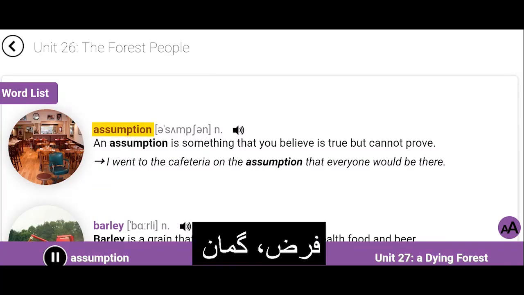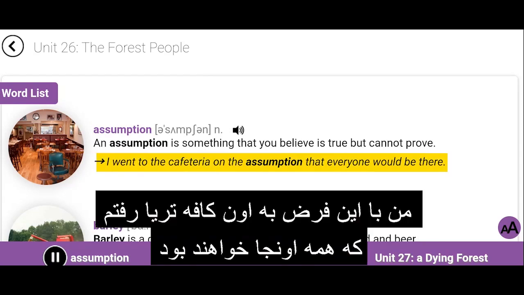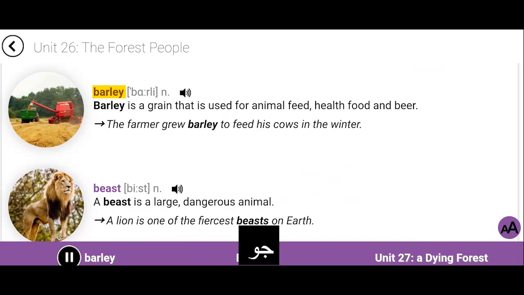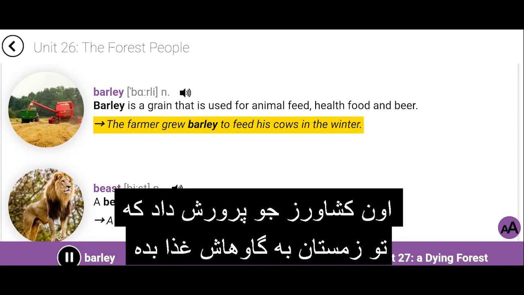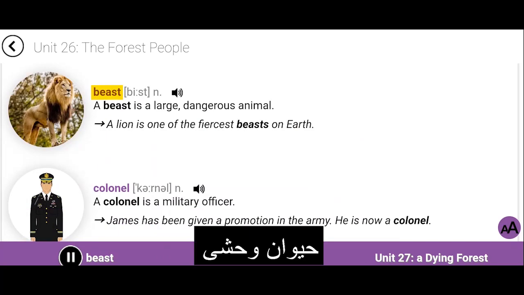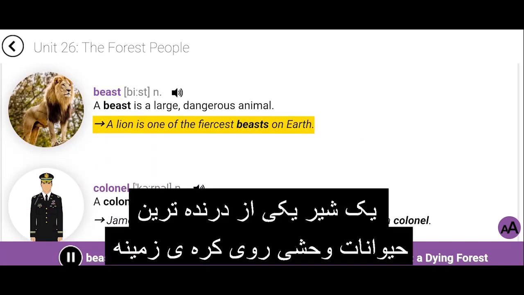Assumption. An assumption is something that you believe is true but cannot prove. I went to the cafeteria on the assumption that everyone would be there. Barley. Barley is a grain that is used for animal feed, health food, and beer. The farmer grew barley to feed his cows in the winter. Beast. A beast is a large, dangerous animal. A lion is one of the fiercest beasts on earth.